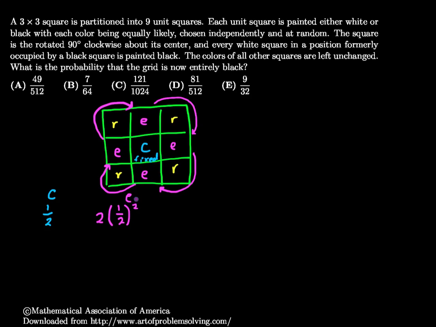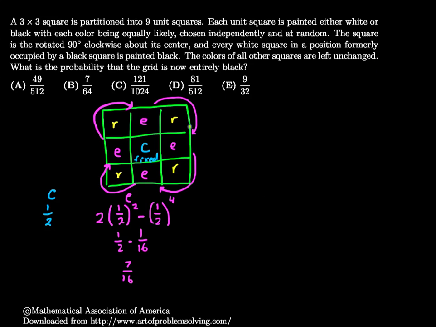Okay. But unfortunately, if I do this, I actually overcount, because that counts when these 2 are black and these 2 aren't. It counts when these 2 are black and these 2 aren't. You know, I could have one white or both white. But it counts when all 4 are black twice. So I actually need to subtract off 1/2 to the 4th. And so let's do these calculations. So 1/2 squared is 1/4 times 2 is 1/2. 1/2 to the 4th is 1/16. And that gives me 7/16.